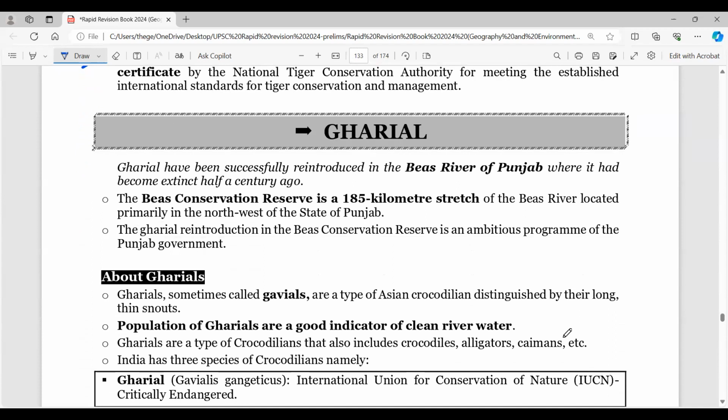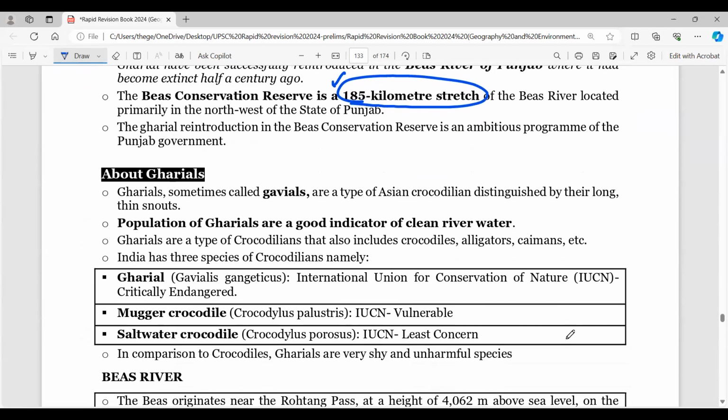Gharial, Beas River of Punjab. Okay. So here Beas Conservation Reserve, 185-kilometer stretch. And this is something about gharials here. So gharials are sometimes called gavials as well, right? The population of gharials is a good indicator of clean river waters. So they don't live in dirty water, right? But the problem again is the dirty water itself, right?